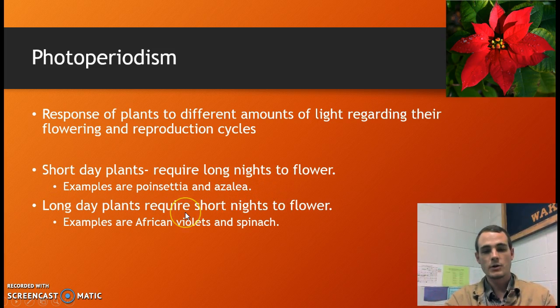Long day plants will require short nights to flower. So long days will happen throughout the summer months. June has the longest days of the year. The sun is in the air the longest time, and the nights are the shortest. These plants, like African violets and spinach, will respond or flower during those times.